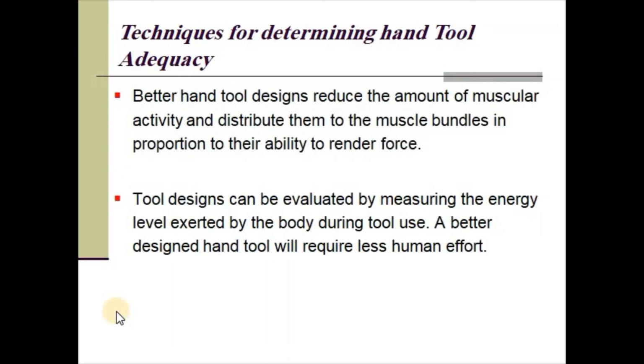Better hand tool designs reduce muscular activity and distribute it to muscle bundles in proportion to their ability to render force. And tool designs can be evaluated, moreover, by measuring the energy level exerted by the body during the use of the tool. So a better designed tool will require less human effort. This is the indicator to determine whether this tool is adequate or not.